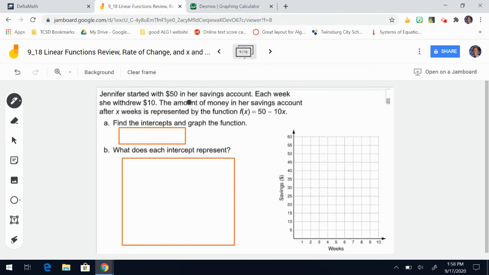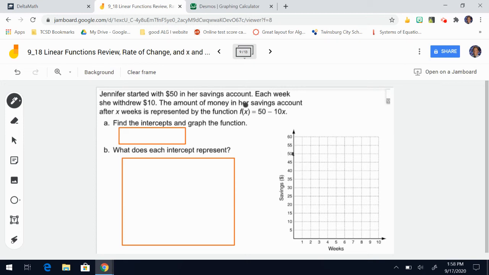Jennifer started with $50 in her bank account. Each week she withdrew $10. The amount of money in her savings account after X weeks is represented by the function 50 minus 10x. So this 50 is called our y-intercept, or our b. Remember doing that a couple slides ago? That's where we're going to start the graph. The graph starts at $50.